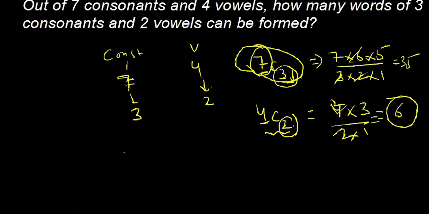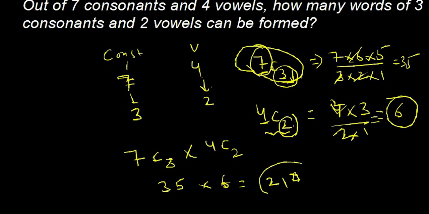You can select in 7C3 ways out of 7, and from the 4 you have to select 2, so it is 4C2. What is 7C3? It is 35. What is 4C2? It is 6. 35 into 6: 6 5s are 30, and this is going to be 210. So in how many ways can you form it? It is 210. Next, come to the next question.